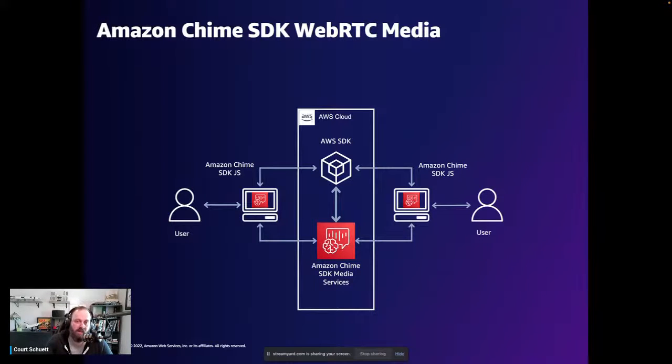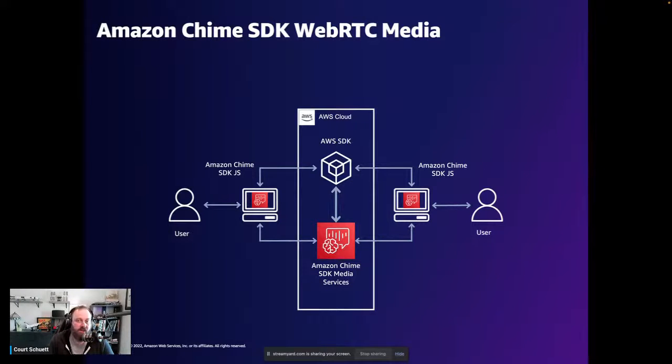So in this particular case, we have an Amazon Chime SDK for JS client on one side, and we have another on the other side, and we're able to share voice, video, screen shares, all that good stuff between those through the Amazon Chime SDK media services, and all of this is controlled through the AWS SDK.